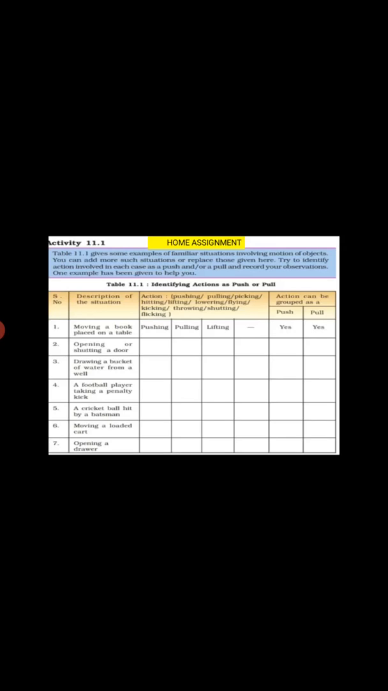In the first example, the description of the situation is moving a book placed on a table. So, what are the actions involved in moving a book placed on a table? The actions involved are pushing, pulling and lifting. We can make a book move from the table. Actions can be grouped as a push, yes, pull, yes. Now there are a few more situations that you need to fill.